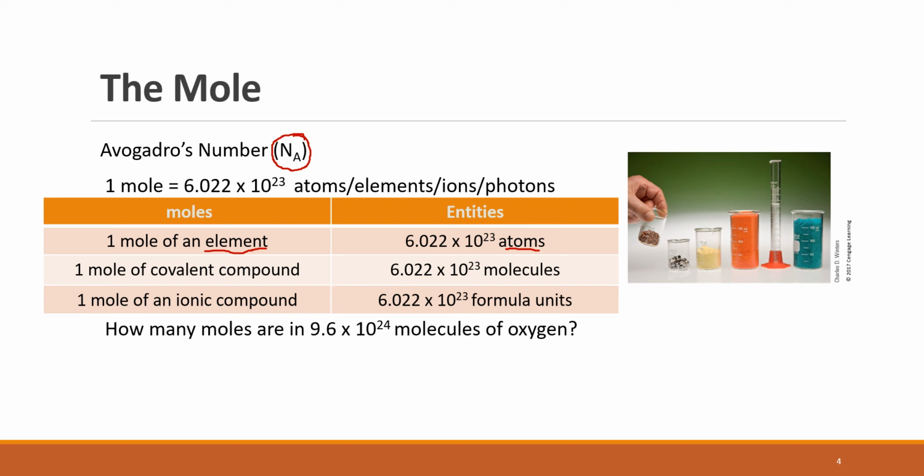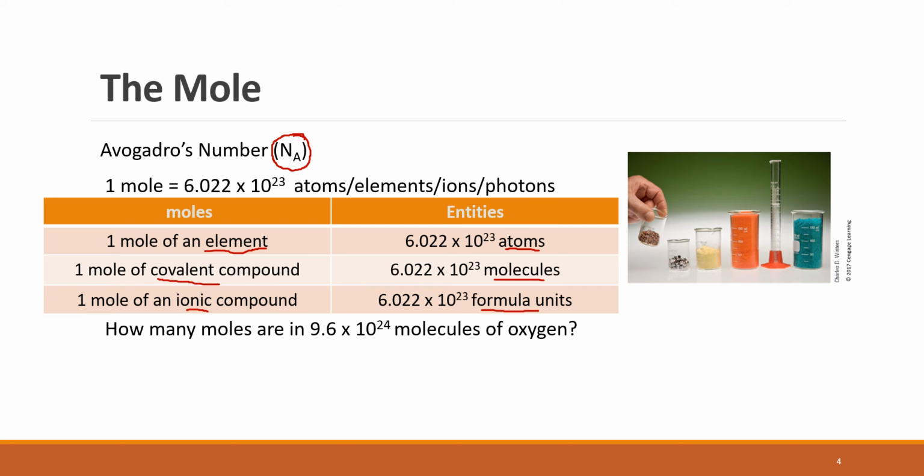Looking at covalent compounds, which we learned about in Chapter 2. If we're talking about covalent compounds, the term used is molecules. If we're talking about ionic compounds, the term used is formula units. We'll get into photons in later chapters. So let's try an example calculation problem.